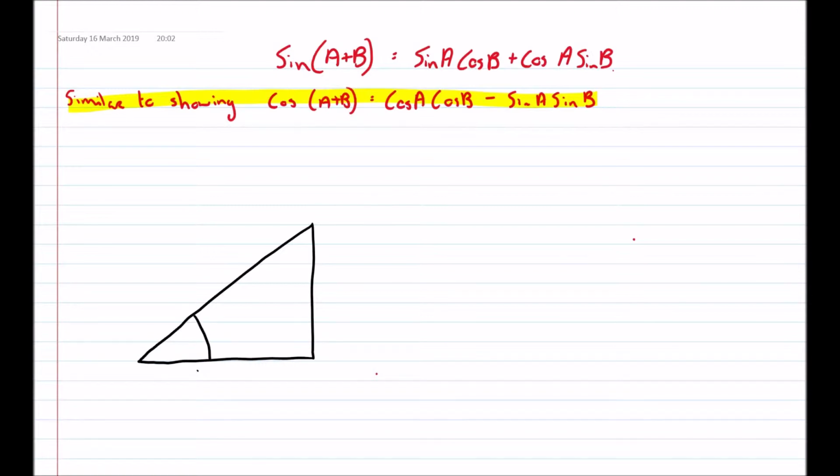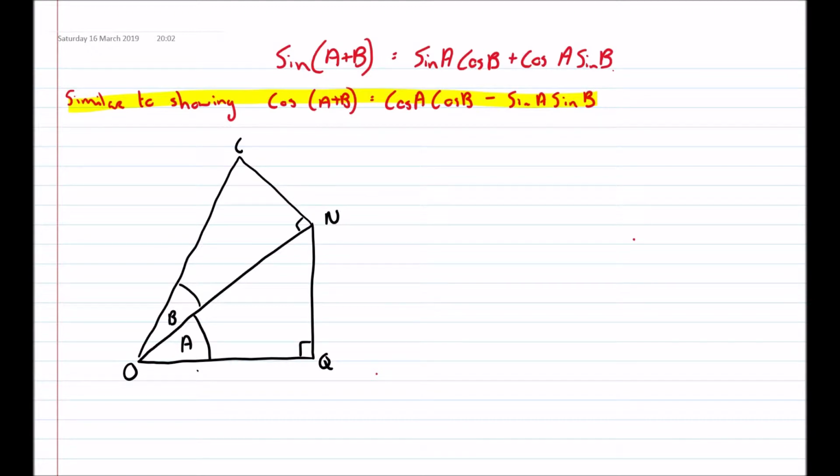And we call this angle A, a right angle, and then we'll draw another right angle triangle up like this. We call this angle B. We will call this O, this Q, this maybe C, and this N.